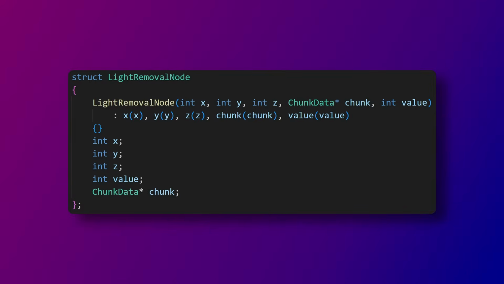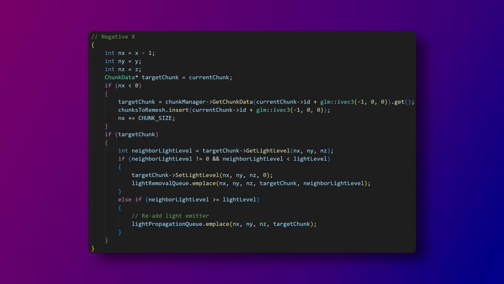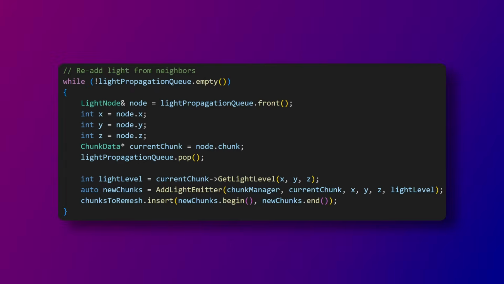The next step is to create a function for destroying a light source. For that, I made this light removal node struct to store information for removing light. We do a very similar process as before, but for each neighbor to a node, we remove the light value if it's less than the value of the node's light level. If the neighbor's light value is greater than or equal to the current node's light level, it adds it to the light level propagation queue. Then, at the very end, it runs the addLightEmitter function on everything in the light propagation queue.